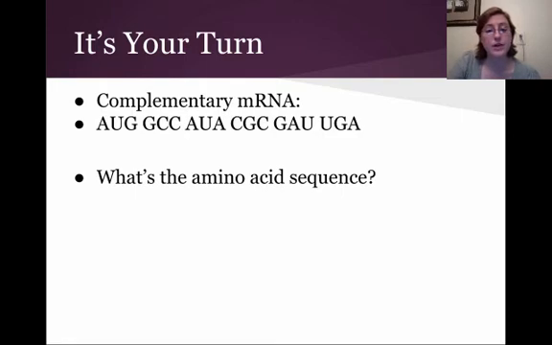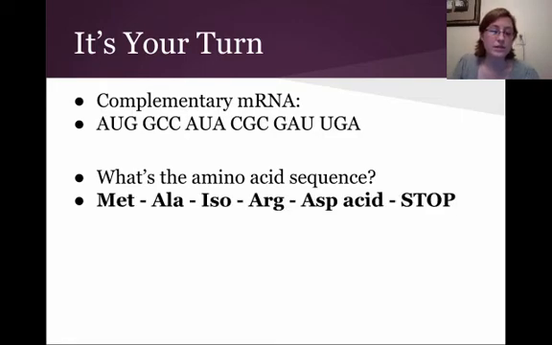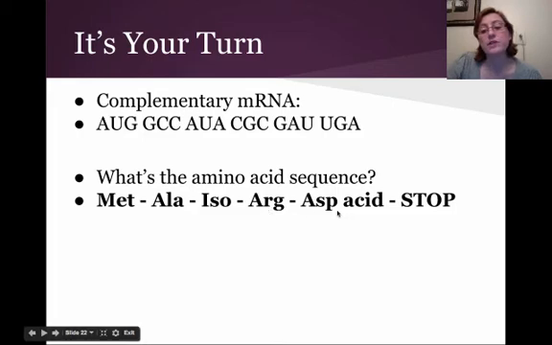Alright, so let's see what you came up with. Hopefully you got this sequence. This is methionine, then we have alanine, then isoleucine, then arginine, then aspartic acid, and next we reached a stop codon. So we just put stop, which lets us know here's the beginning, here's the ending.